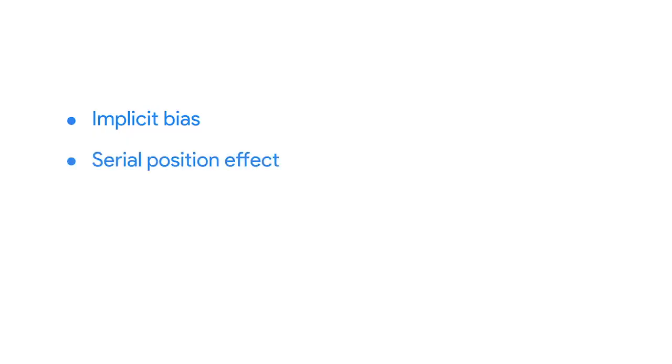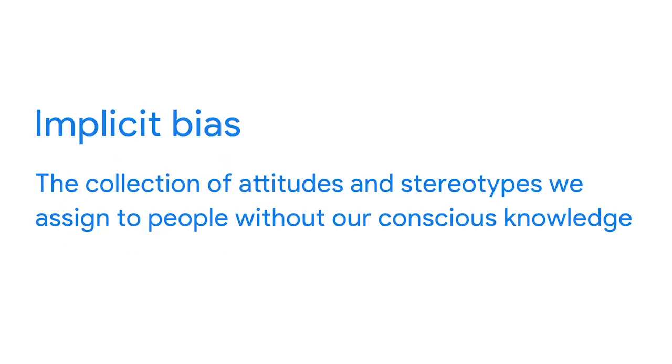For that reason, you need to be aware of common types of bias you or your participants may have during usability studies. We've covered these biases earlier in the certificate program, but let's do a quick refresher about implicit bias, serial position effect, friendliness bias, and social desirability bias. First, implicit bias, or unconscious bias, is the collection of attitudes and stereotypes we assign to people without our conscious knowledge. These attitudes and stereotypes are often negative, exclusionary, or disempowering. When recruiting participants for usability studies, any implicit biases you have against a particular user group might impact your expectations for how those participants will interact with the product.